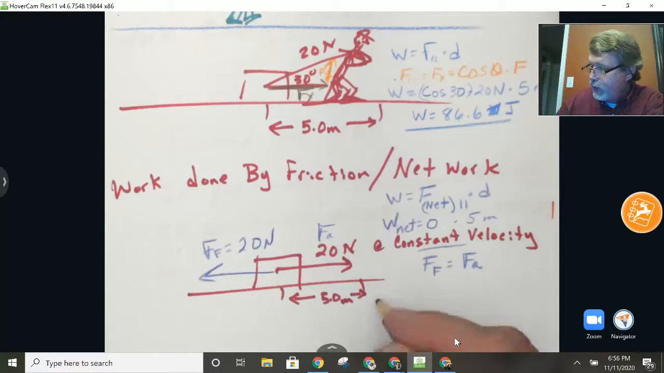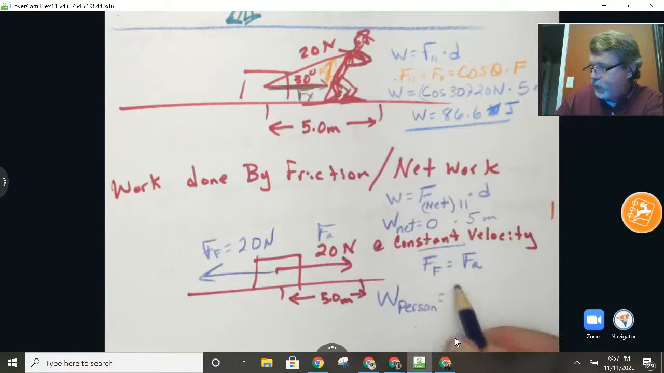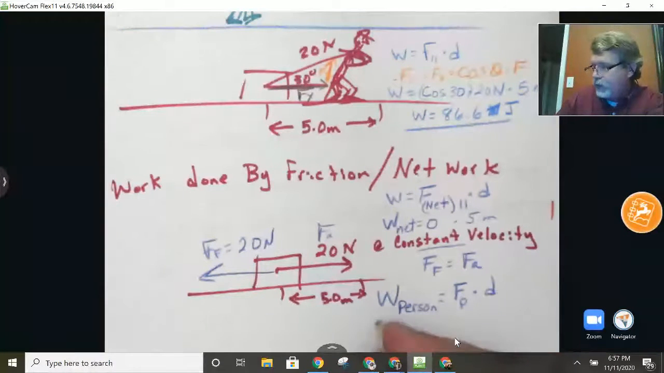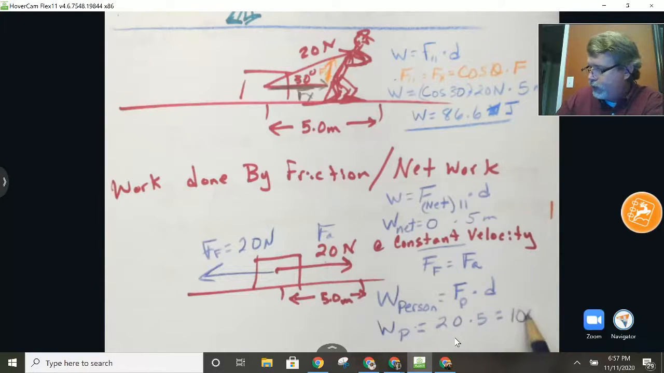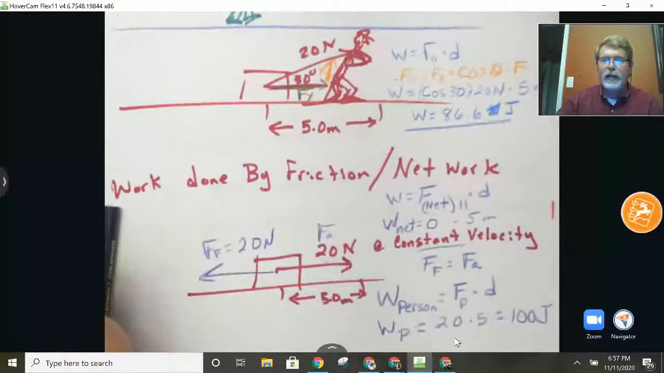And we can say the work done by the person. Well, that's the force of the person times the distance. So the work of the person would equal 20 times how far we moved it, 5. And that would equal 100 joules. Okay? All right, so now, is there anything else doing work?